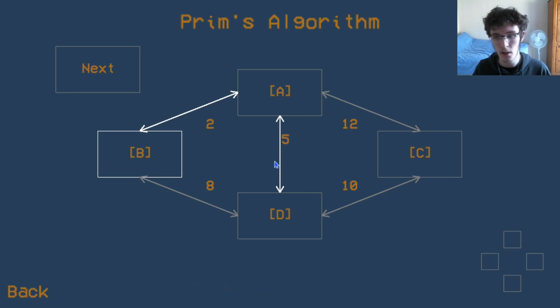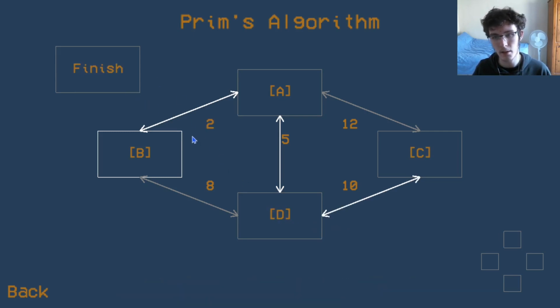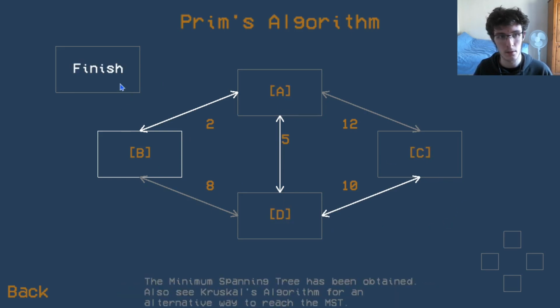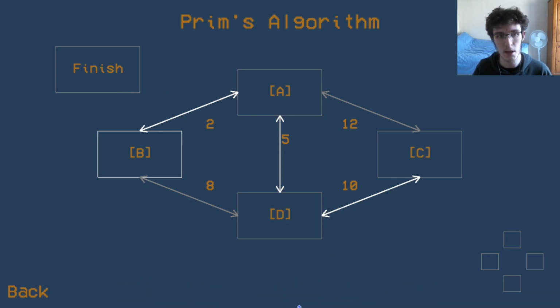But going back to this, the 8 is no longer an option, so we just compare the 10 to the 12. And of course, 10 is shorter, so we're going to take this edge from C to D. And now we've visited all of the nodes in the graph, so we can finish the algorithm. We know that we've finished because we've got our minimum spanning tree highlighted here. And that's all there is to Prim's algorithm, but let's just have a look at a different example.